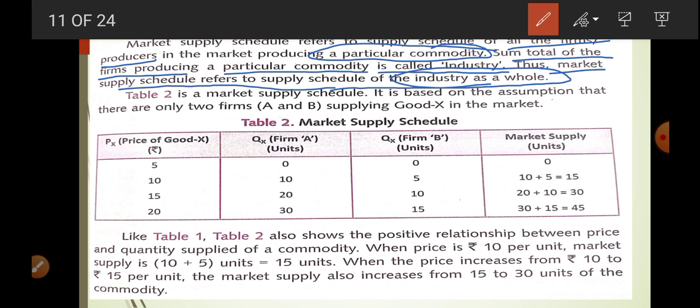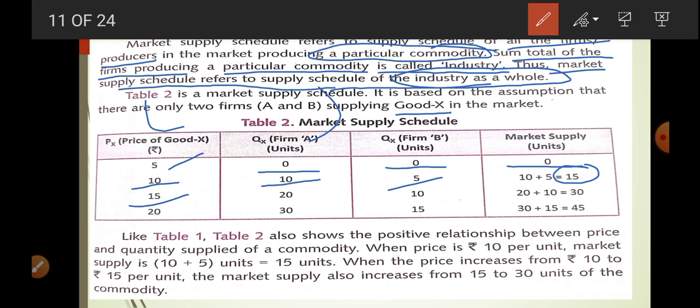Suppose there is a good X and there are only two firms, firm A and firm B. At price 5, firm A is selling 0 and firm B is also selling 0, so the supply of good X is 0. If price increases to 10, firm A is ready to produce 10 and firm B is ready to produce 5, so market supply is 15. Next, firm A is selling 20x and firm B 10, so the market supply is 30. We add 10 plus 20 plus 10.